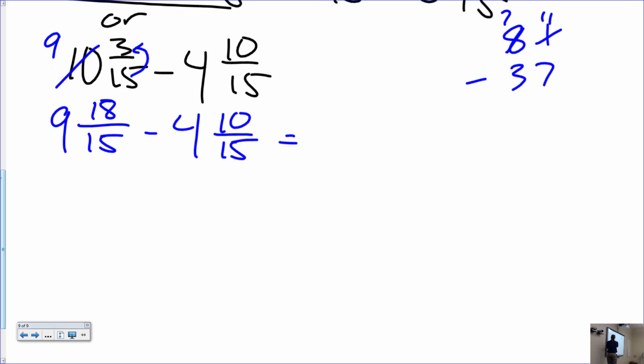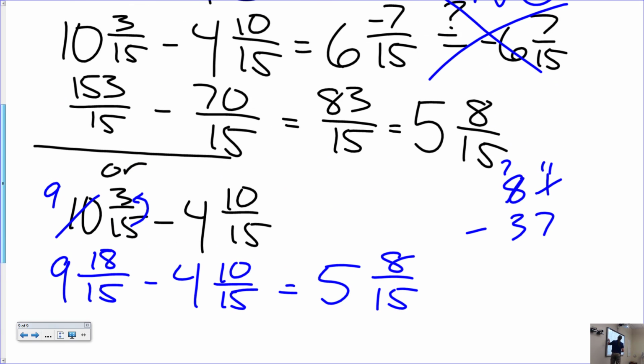And nicely enough, what's 9 minus 4? And what's 18 minus 10? Five and 8 fifteenths, either way you did it. Alright? And technically there's one last way you could look at this and see the answer.